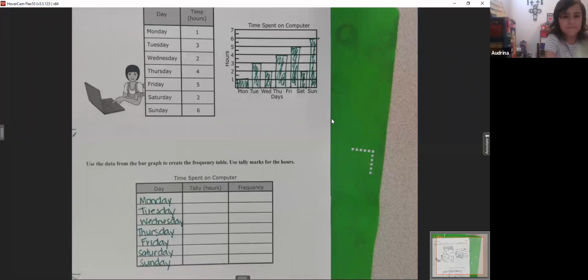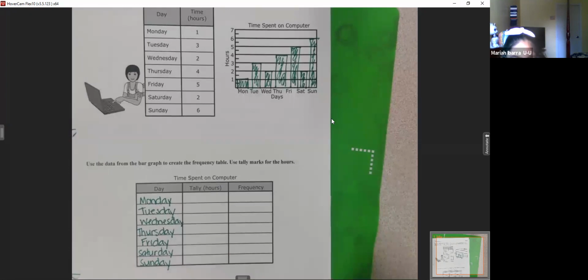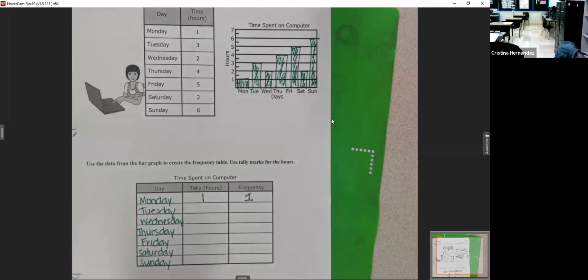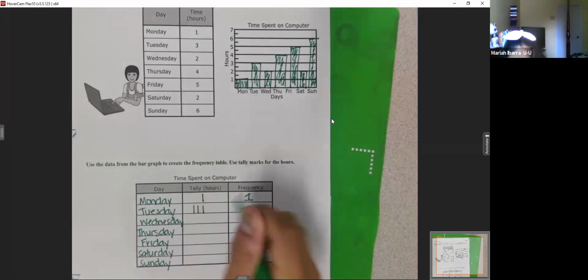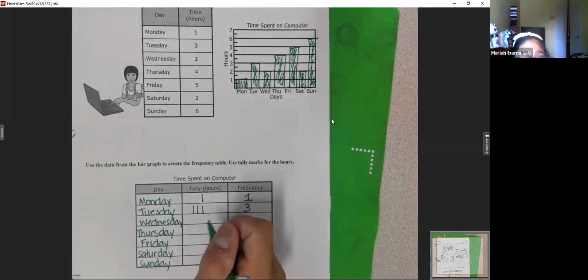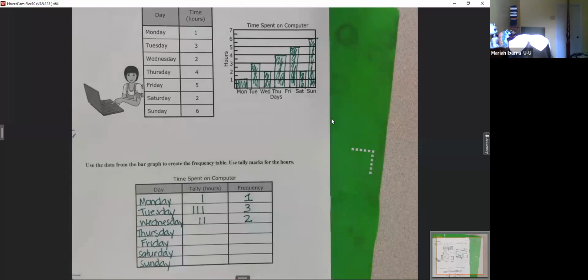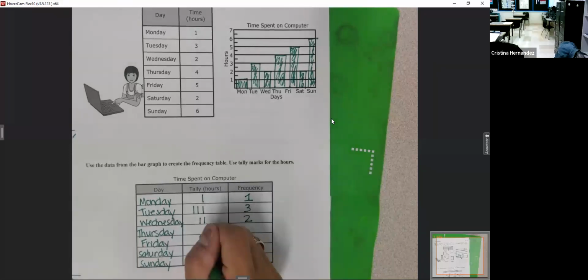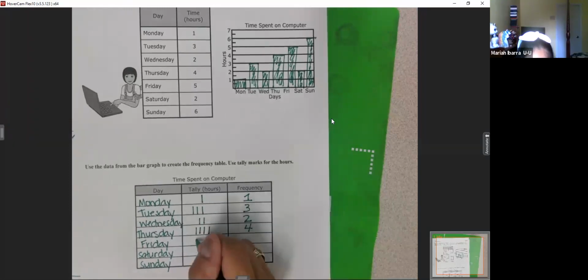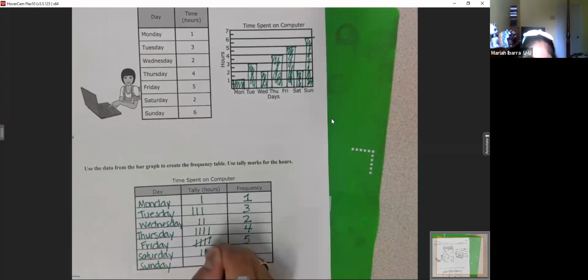I wrote it in. So, how many tally marks do we have for Monday? We have 1, and then we just write a 1. And how many hours did she spend on Tuesday? 3. No, we put 3. And then Wednesday, 2. And then Thursday we have 4. And then for Friday we have 5. So 5 tally marks and put a 5. And Saturday 2, and then Sunday 6.